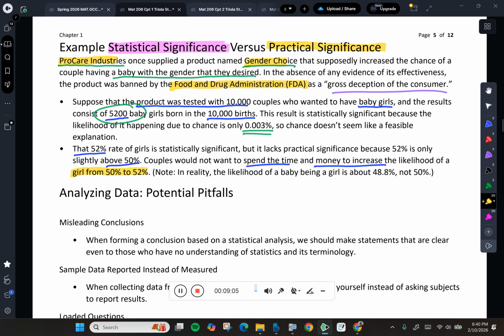I mean, if it was $5 and you wanted a girl, it might be worth it. Because, yeah, you went from 50 to 52. But if it's 5,000, is it still practically significant? All right. Now, this idea of practical significance, we can't quantify that with a number. It's more of an interpretation of whether it's worth it or not.